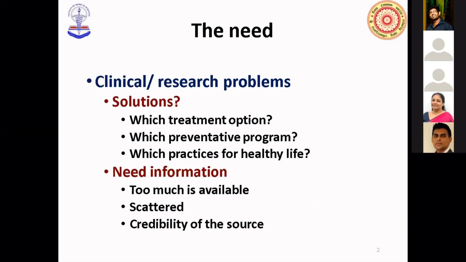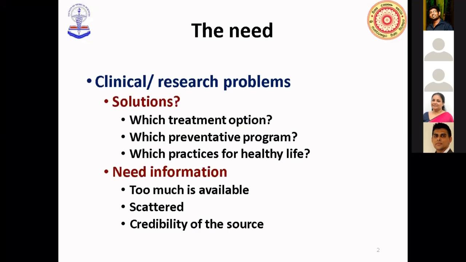Let us start by looking at why systematic reviews are needed. In our practice, quite often we encounter problems, the solutions to which we are not sure about. For example, when we have several options to treat a given disease, how do we know which one to select for that particular patient? Or if you want to implement a preventive care program, such as screening for pre-cancer, how do we know which interventions work and which don't?